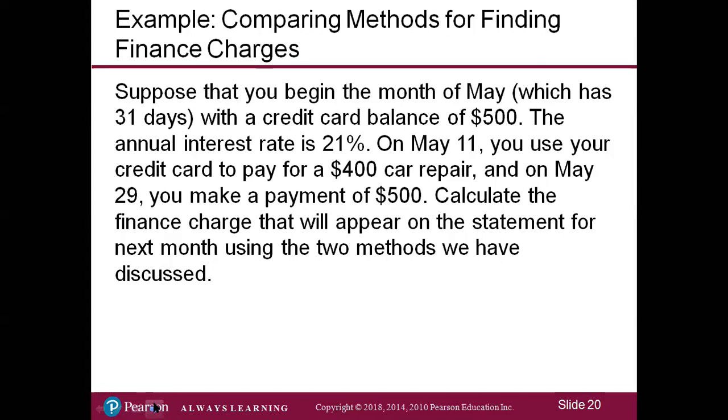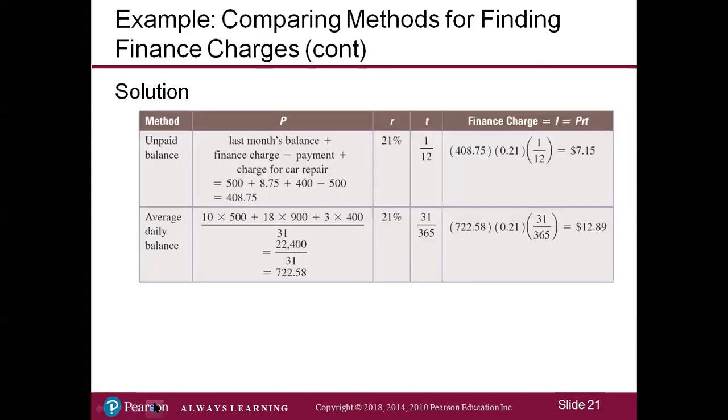So we will be comparing methods for finding finance charges. Solution, the unpaid balance versus the average daily balance. In the unpaid balance method, our P was last month's balance plus its finance charge minus our payment plus the charge for the car repair, which is $408.75. At an interest rate of 21% for a time of one of the 12 months, we have I equals PRT for the finance charge of $7.15.